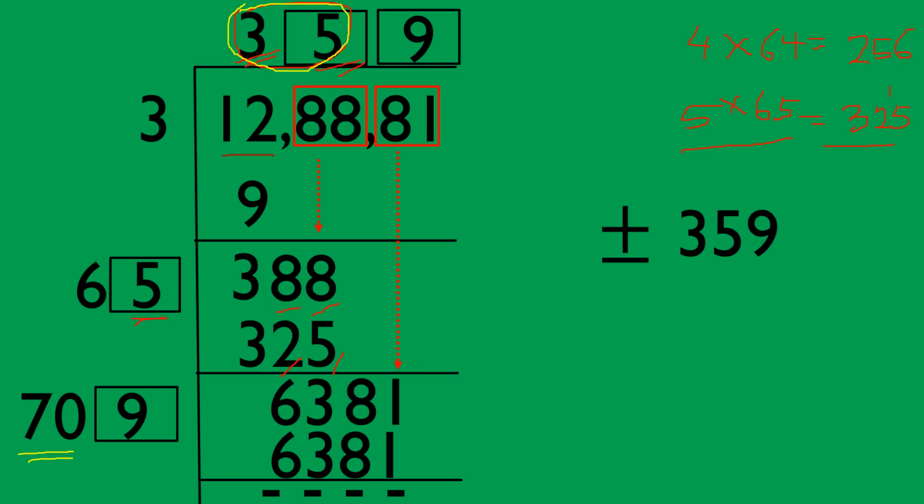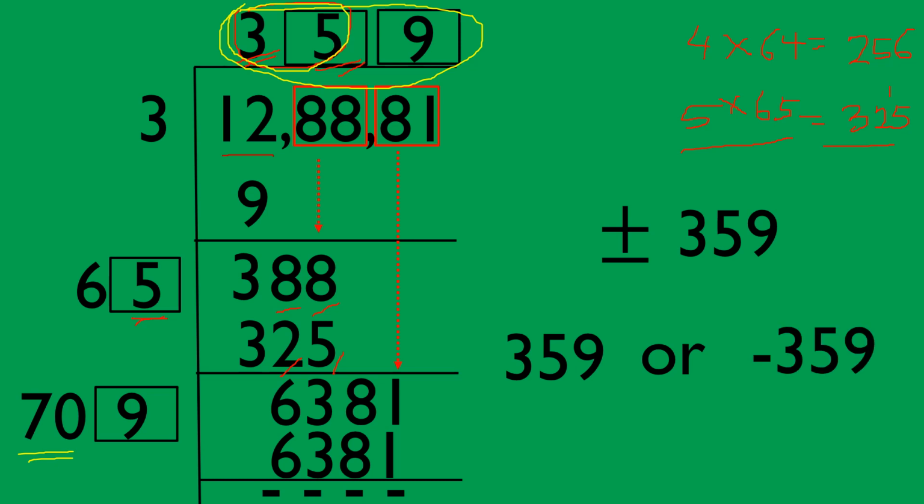So therefore our answer is plus or minus 359. So we see that the entire value we have on top is 359. And our square root is usually the positive or negative value, and we have plus or minus 359. So it is therefore 359 or minus 359, and that is the square root of 128,881.